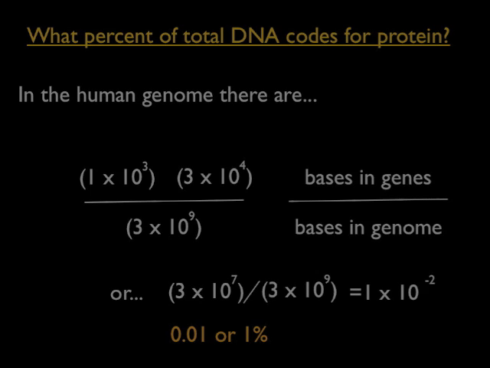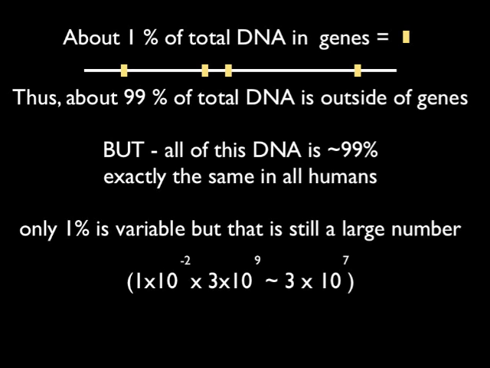These regions are likely to be in the 99% of DNA that is outside of the genes, the intergenic DNA. Interestingly, intergenic DNA is 99% identical between individuals, and only 1% is variable. But even this 1% is a large amount of DNA, about 30 million bases. Remember, we have 3 billion bases in our total genome.